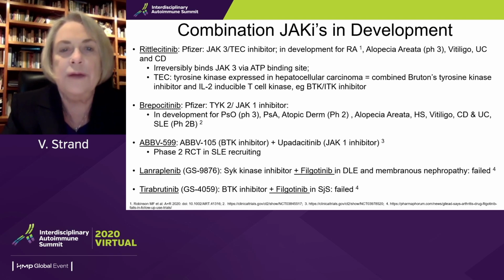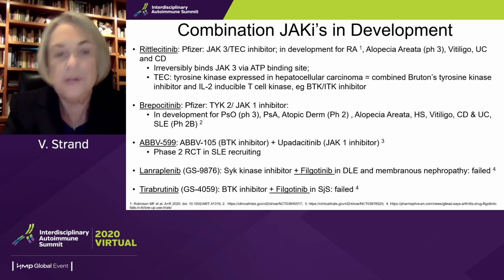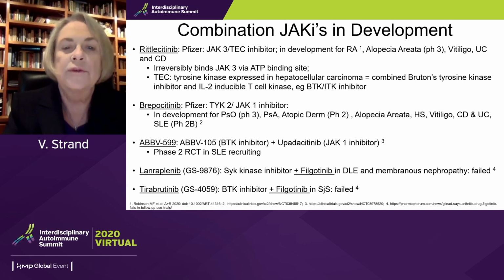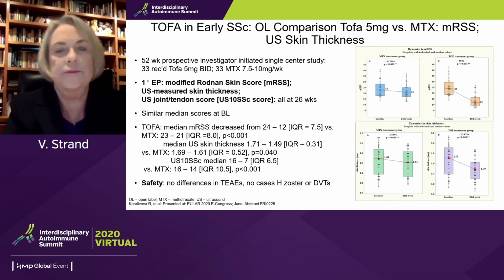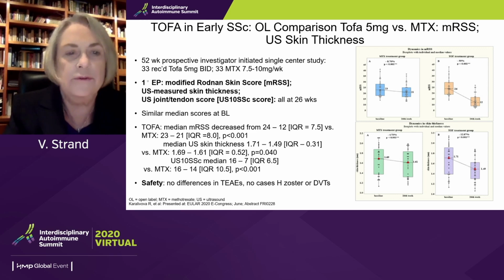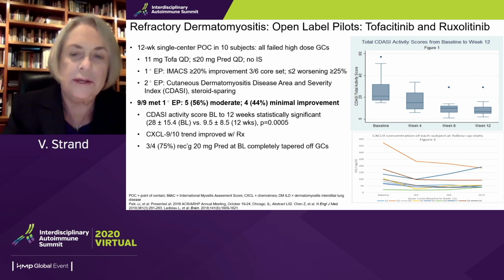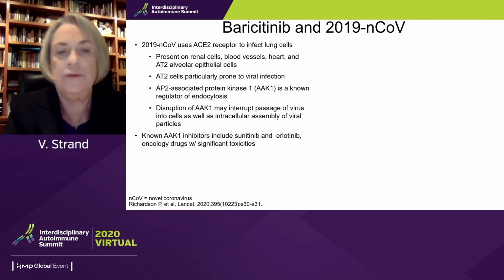So we have some combination JAKs in development. I mentioned ritlecitinib, which is a JAK3 TEC, brepocitinib, which is a TYK2 JAK1. There's a BTK inhibitor plus upadacitinib, ABBV-599 in lupus. And then we have several combination studies with filgotinib, which didn't succeed, but will obviously be redesigned and tried again. So also early systemic sclerosis, single site in Russia, which showed some very nice responses, not just by Rodnan skin score, but ultrasound measured thickness of the skin and joint and tender scores. We have refractory dermatomyositis, 2 series that are positive and suggest we pursue, as well as with ruxolitinib.